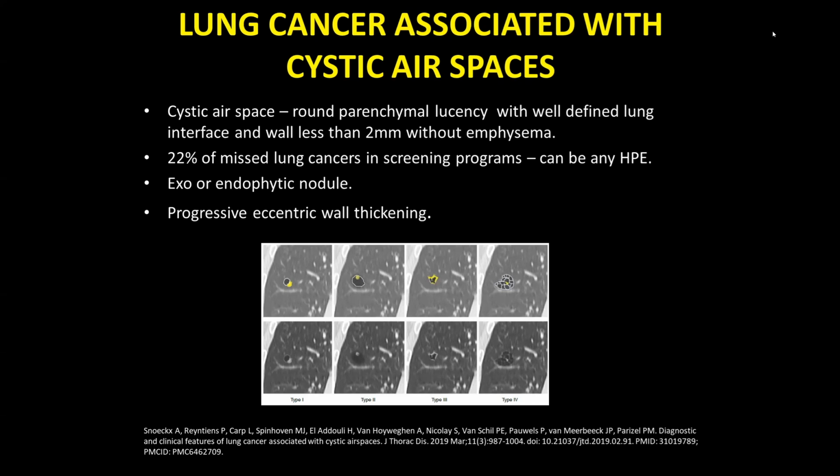And these are the 4 patterns in which you can get it. There is a cystic airspace and an exophytic nodule, that's type 1. There is a cystic airspace and an endophytic nodule, that is type 2. Then you have an irregular wall thickening, kind of crumpled, that is type 3. And then you have multiple cysts and in the center a nodule develops, that is type 4. So these are the 4 different types of lung cancers associated with cystic airspaces. So keep this in mind. This also can be a manifestation, most commonly of lung adenocarcinoma.